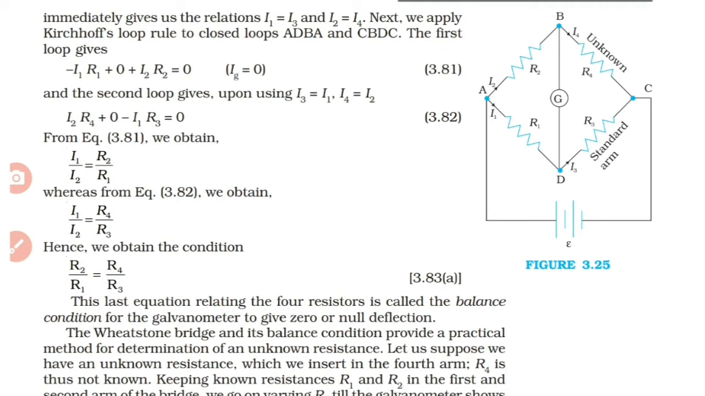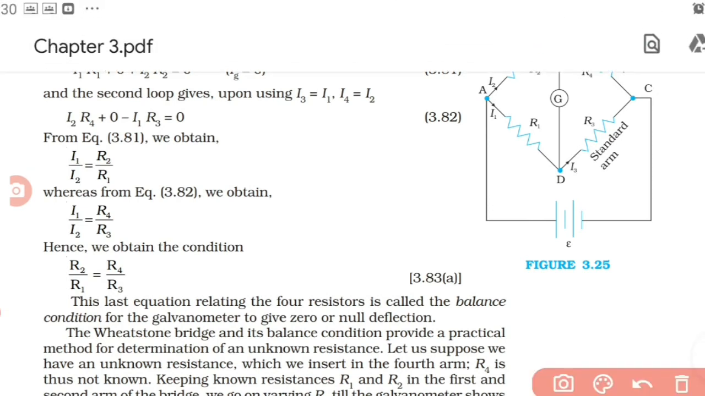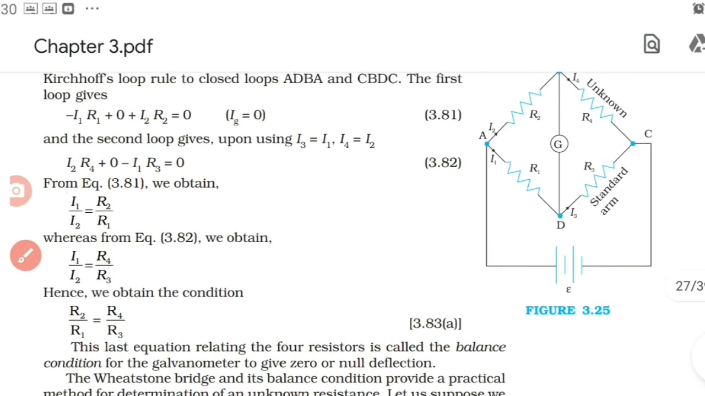So the thing is this, among the four resistances, we will keep R1, R2 and R3 as known resistances. We know them. Okay. And the resistance to be found, we will keep in the fourth arm. So here the fourth arm, that is R4, is shown as the fourth arm. So as the fourth arm, we will connect the unknown resistor. Okay. And in that itself, you have a standard arm.